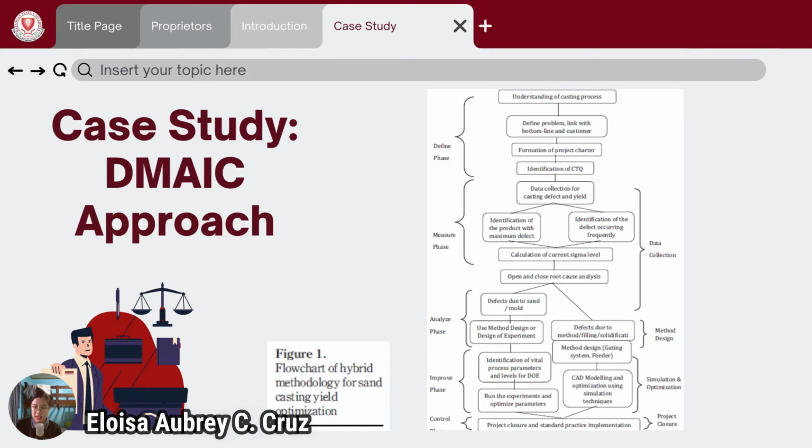Thus, in this case study, the researchers made a flowchart of the hybrid methodology for sandcasting. As you can see, the DMAIC approach was used and detailed out.